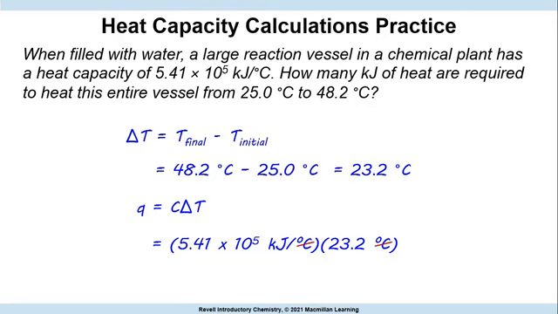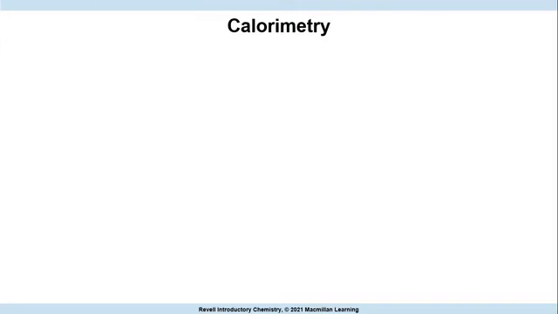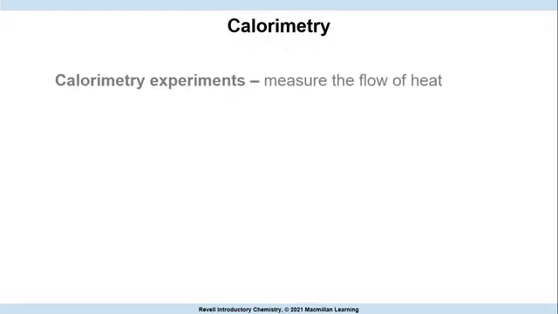Degree Celsius cancels out and we are left with kilojoules. So if you carry out that calculation, you will have a value of 1.26 times 10 to the 7 kilojoules. Now we are going to look at the next thing here, which is calorimetry. So what is calorimetry all about?